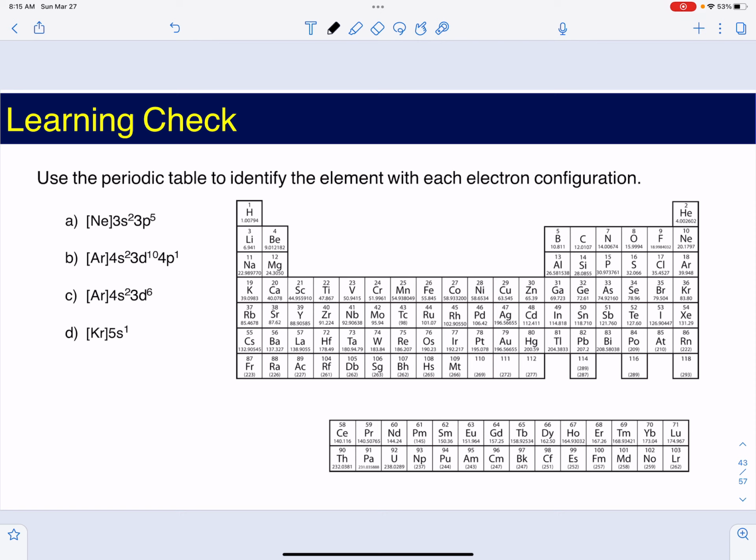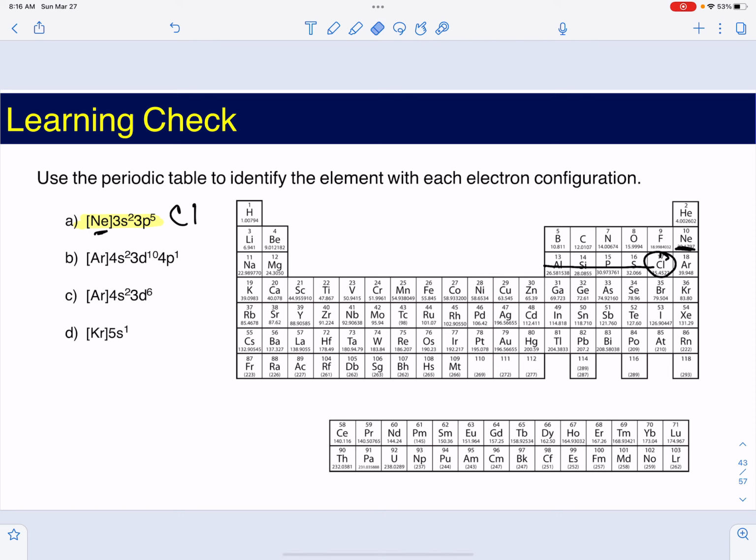So we're going to do it backwards now. Use the periodic table to identify the element with each electron configuration. And we have been doing that already, so let's just close it up. So given the electron configuration, can you find which element we're talking about? Well, we know we're going to start with neon. So beginning here, we're going to go 3s2 and then 3p5. So we're talking about chlorine on this one.